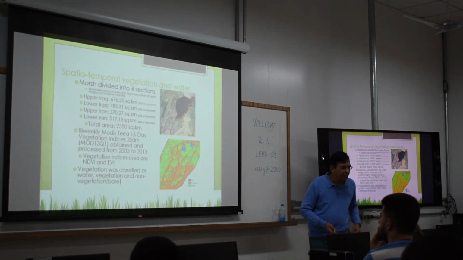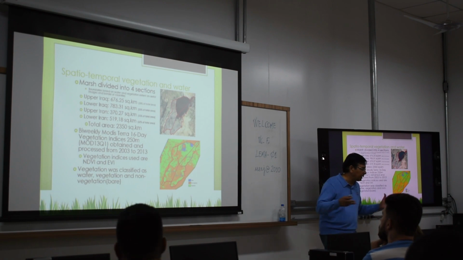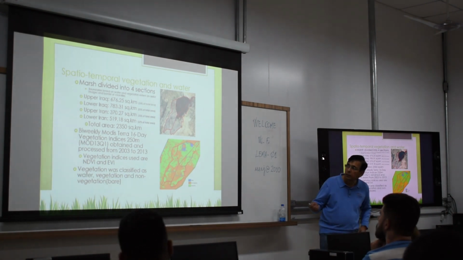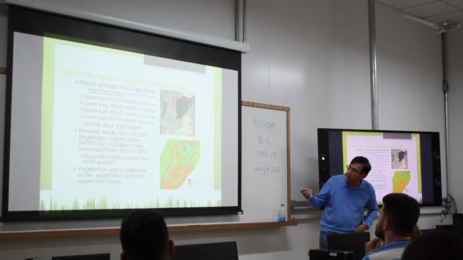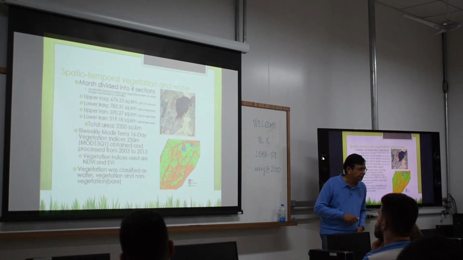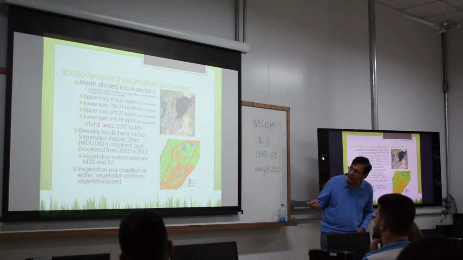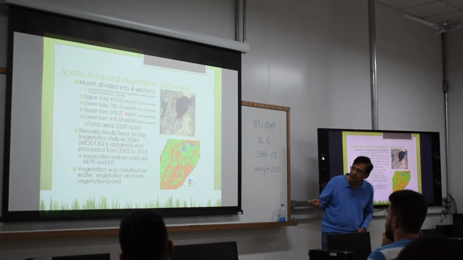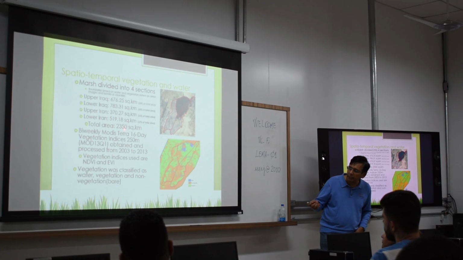So we were asked to look at the historical perspective of this marshland and what is happening here. So we divided the lake. This is the marshland, a satellite image. We divided that into 4: Iraq, Iran, upper and lower. So this gives you a rough breakdown of the amount of area that was available at that time.